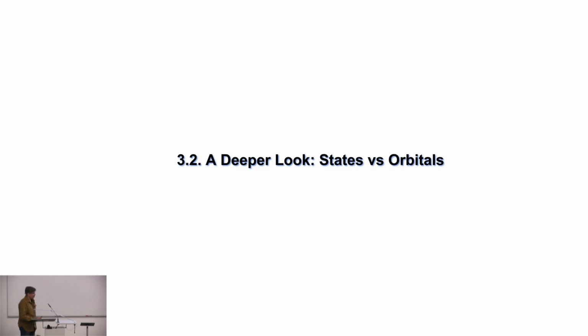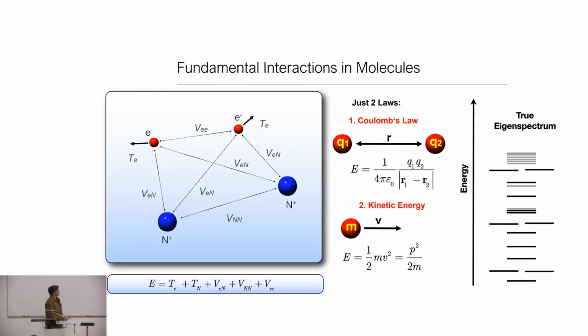So now let's look at the one thing that is more important than anything else to understand about electronic structure, and that is the difference between states and orbitals. So what is a molecule? Let's be a physicist for a moment and ask: what's a molecule? To a physicist, a molecule offhand is nothing else but a collection of electrons and nuclei.